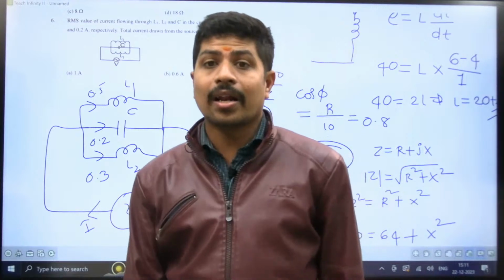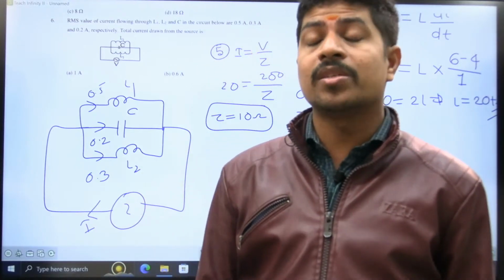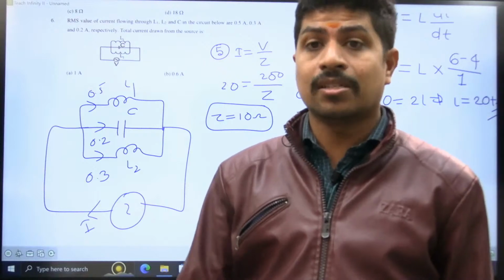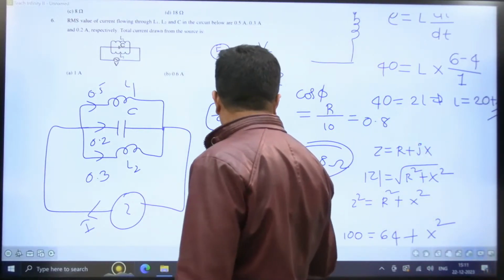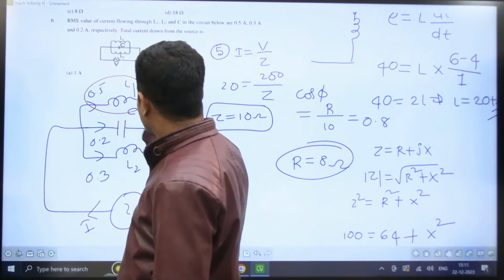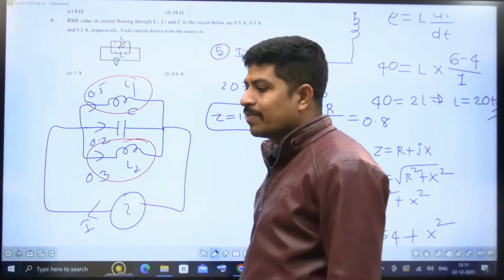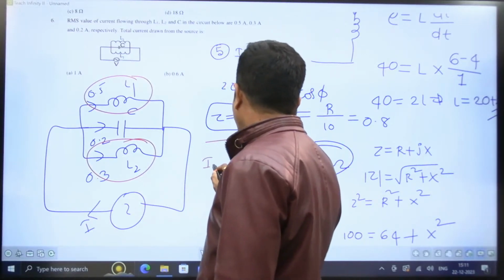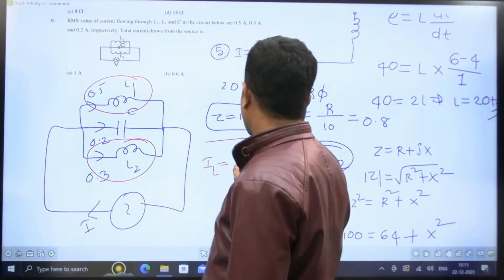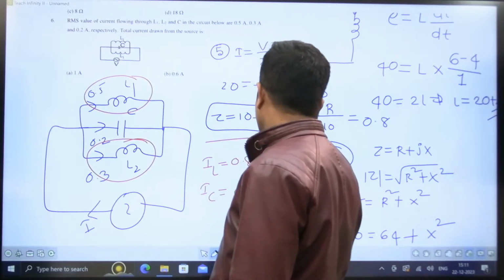Those are inductance and capacitance, so those are not direct arithmetic summations. Those are vector or phasor summations. But though there are two inductors, the current through inductors will remain in the same phase. So therefore, the current of inductors can be directly added. So how much is the total inductor current? IL is equal to 0.5 plus 0.3, which is 0.8. IC is equal to 0.2.